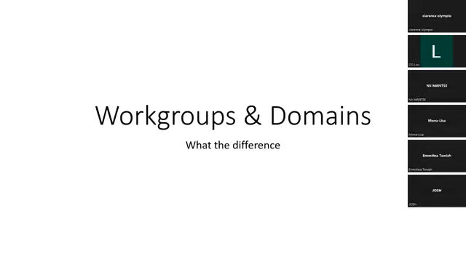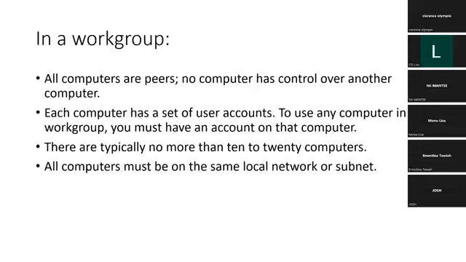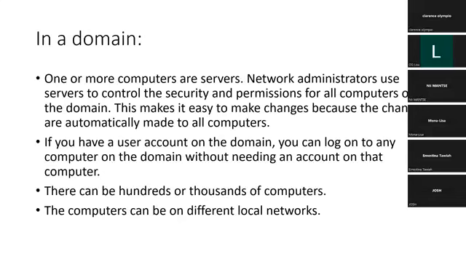Now, one last thing that I want to touch on is workgroups and domains. Computers on a network can be part of either a workgroup or a domain. The main difference is how the resources are stored. Computers on a home network are usually on a workgroup, and in a Windows environment, every Windows device is by default on a default workgroup called WORKGROUP. But you can change the workgroup name to whatever you want. Devices in the workplace are in a domain. So peer-to-peer networks, we can safely say, are mostly on a workgroup, and client-server networks are mostly in a domain.